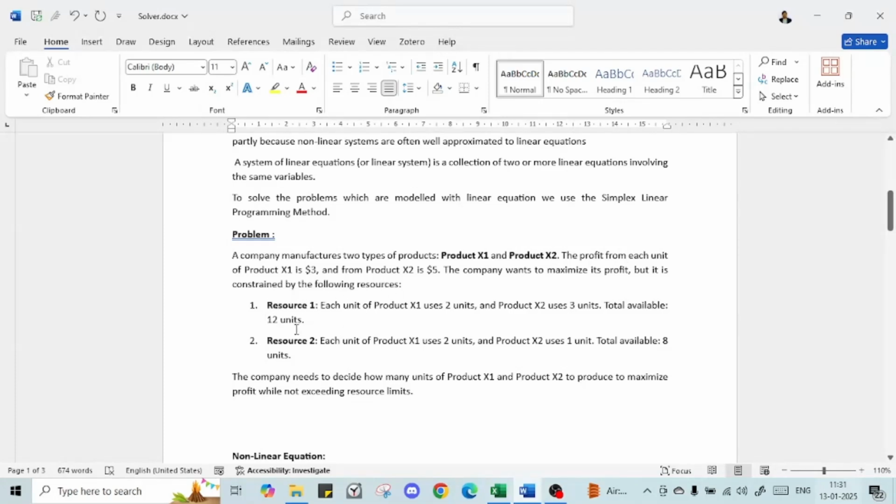These are the constraints: resource 1 and resource 2. For resource 1, each unit of product X1 uses 2 units of resource 1 and product X2 uses 3 units of resource 1, and the total available is 12 units. For resource 2, each unit of product X1 uses 2 units and product X2 uses 1 unit. The total available is 8 units. The company needs to decide how many units of product X1 and X2 to produce to maximize profit while not exceeding resource limits.